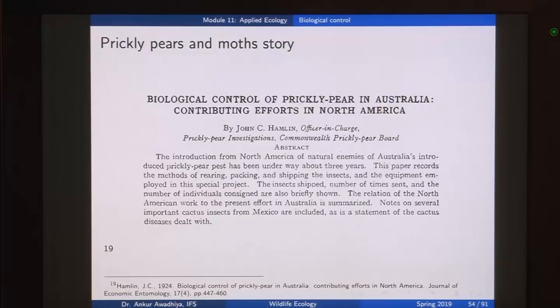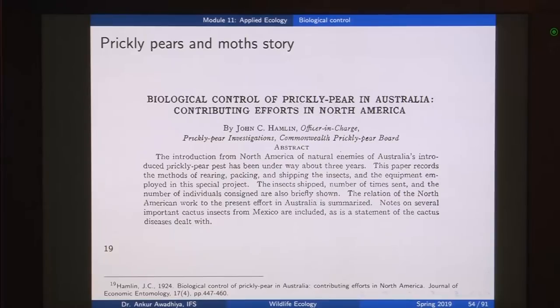So, people started looking for their predators, and their predators could be found from the Americas. And we have this paper, and if you look at the year, it says 1924. So, using biological control mechanisms is not a new idea. It has been used for a very long time. Now, it is nearly a century that it has been in use. It says, biological control of prickly pear in Australia, contributing efforts in North America. The introduction from North America of natural enemies of Australia's introduced prickly pear pest has been underway about 3 years. So, it essentially started in the year 1921.